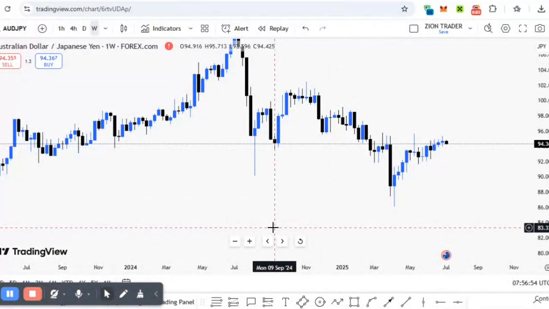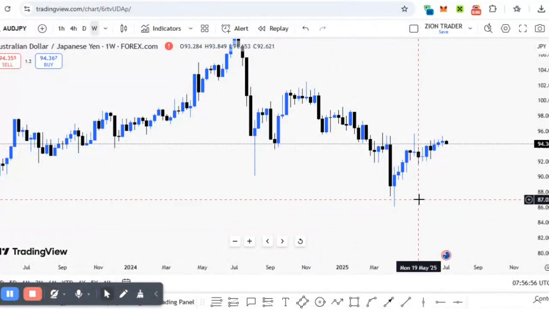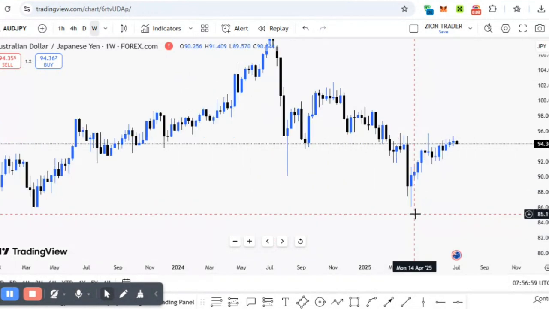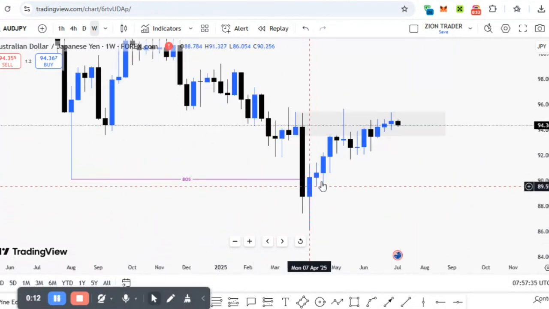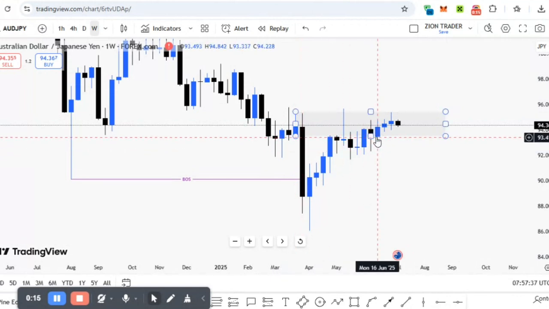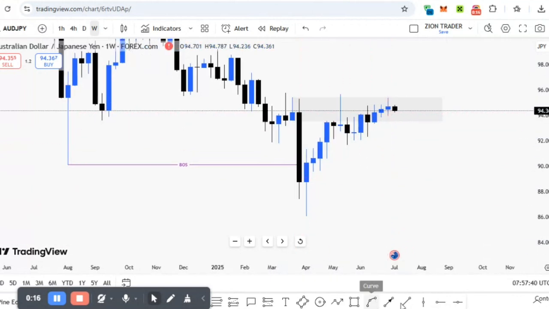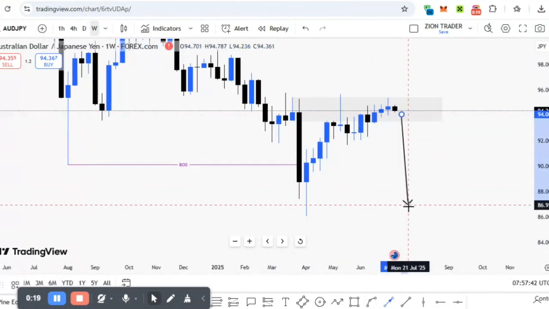So today we'll be analyzing AUDJPY. Let's take a look at the weekly time frame and see what's happening. On the weekly time frame, we see a bearish break of structure, and we see price currently at the order block. So we are actually very bearish on the weekly time frame. Let's narrow this down to the daily time frame.